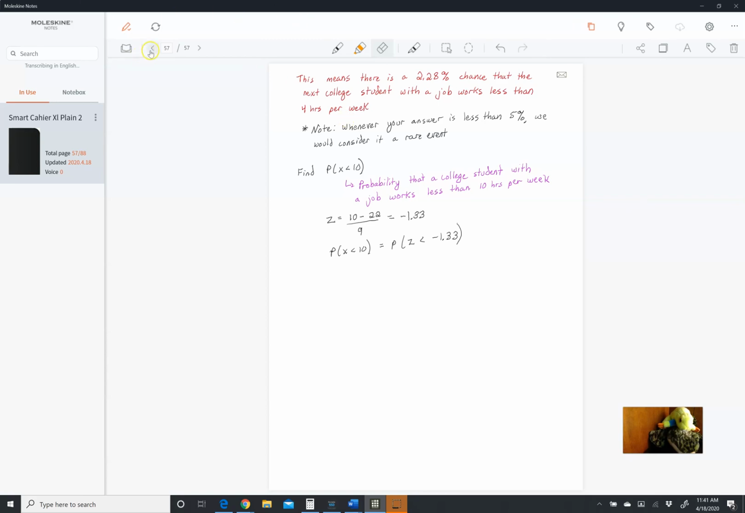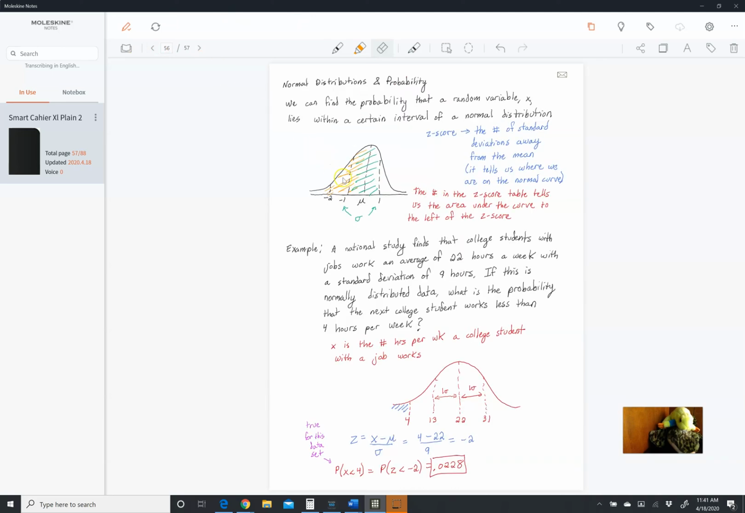So if you think about it, what we're doing is we're saying we're somewhere over here on our normal curve, okay? And we want to know, what's the probability? What's the area under the curve over here? Again, think of it as throwing a dart. What's the probability that you land in that region right there?